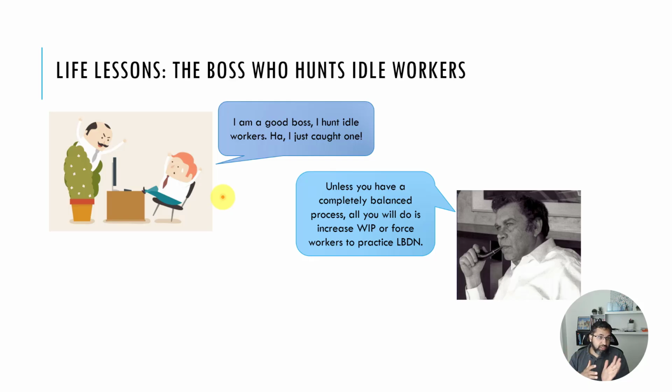Or if people are starved for work, that the work didn't come to them from the previous station, they're just going to do LBDN. They're going to look busy and do nothing because that's all they can do. There's nothing else they can do, right? So they just look busy, do nothing. And if you don't understand this idea of bottlenecks, this idea of blocking and starvation, you're going to be a terrible boss. Most likely. Okay.